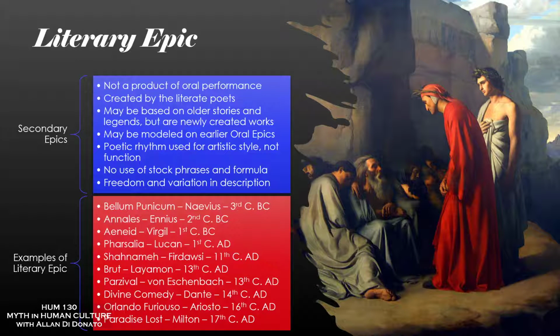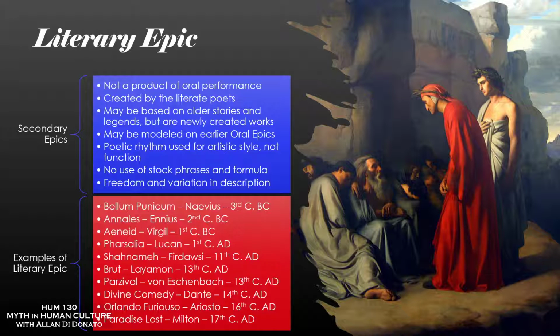Most of these we're not going to be reading. Bellum Punicum, which is about the Punic Wars. This is an old Latin epic. The Annales by Ennius, and then the Aeneid of Virgil, that one we will be dealing with. So those first three are all Latin epics, as is Pharsalia. The Shahnameh we'll be talking about later. It's a Persian epic from the 11th century AD. It deals with the story of Rostam for the most part. We'll be looking at Rostam and Esfandyar later this semester.